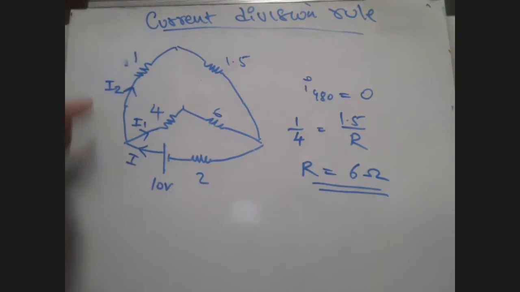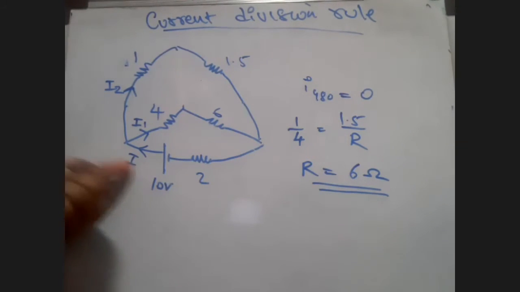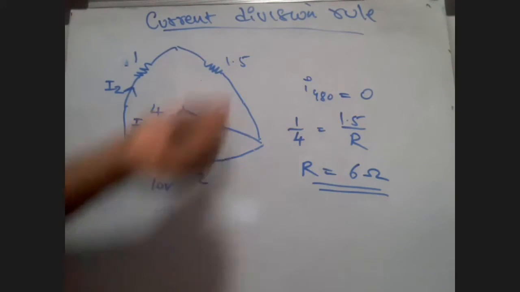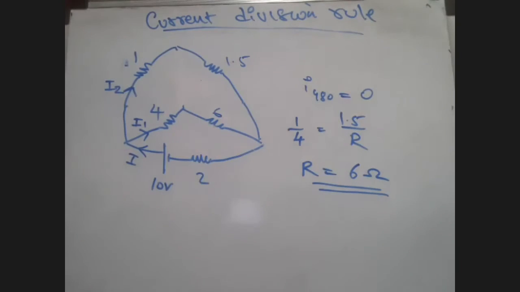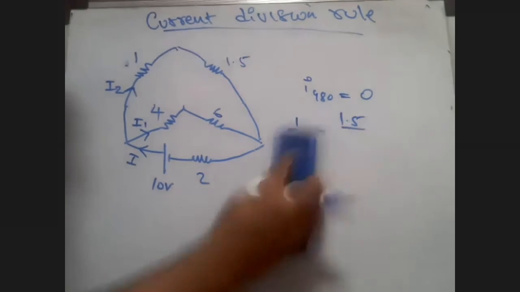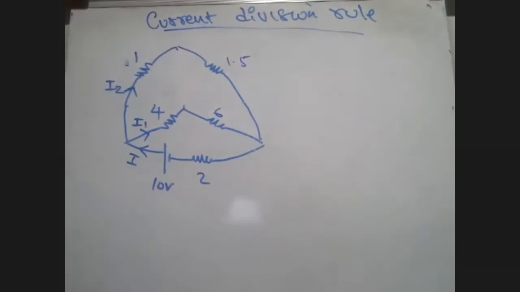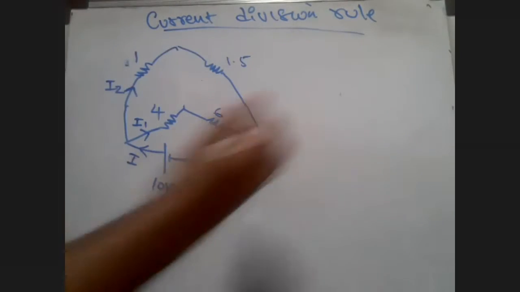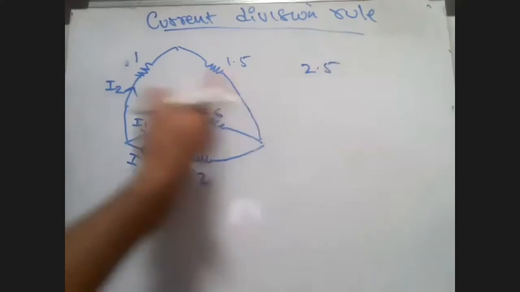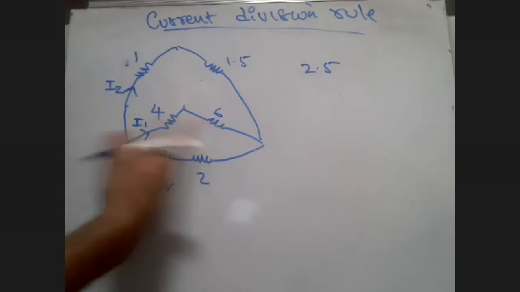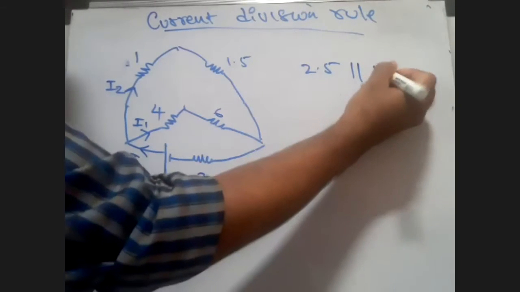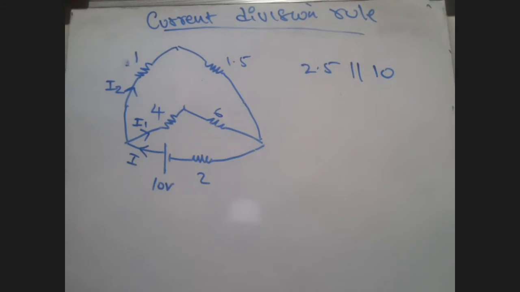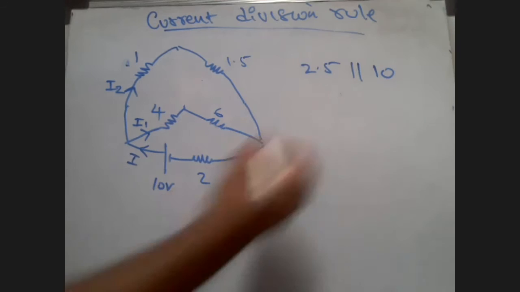Here you can use the current division rule. But before that, find out what is I. To find out what is I, you have to find out the equivalent resistance. So that is 1 plus 1.5, you can say 2.5, and 2.5 parallel with 6 plus 4, 10. 2.5 parallel with 10. What is your answer going to be?